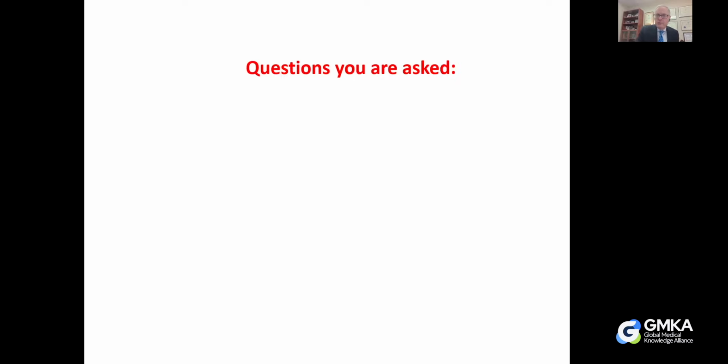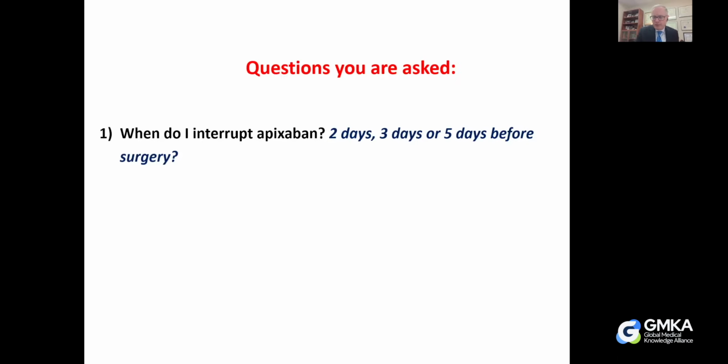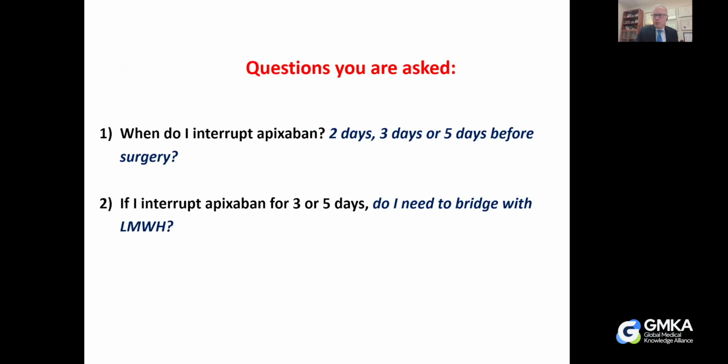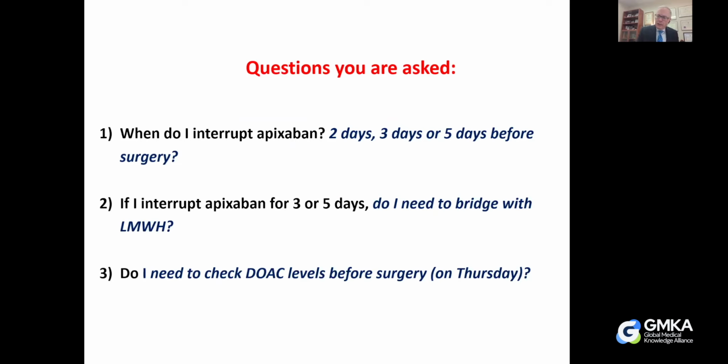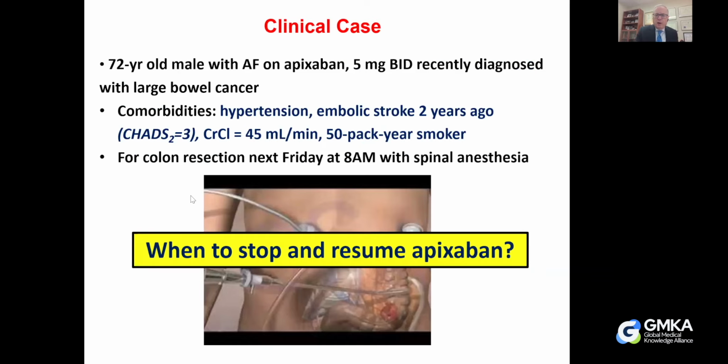So the questions you are going to be asked here, once again: when do I interrupt the apixaban safely? Is it 2, 3, or even 5 days before the surgery, similar to what I would have done with warfarin? If I interrupt for a little bit longer, do I need to use bridging with low molecular weight heparin? And thirdly, do I need to check a DOAC level to measure the anticoagulant effect of the apixaban the day before the surgery? Sometimes we might check the INR in patients taking warfarin the day before surgery. Should we do the same with the DOACs? So let's explore this a little bit further.